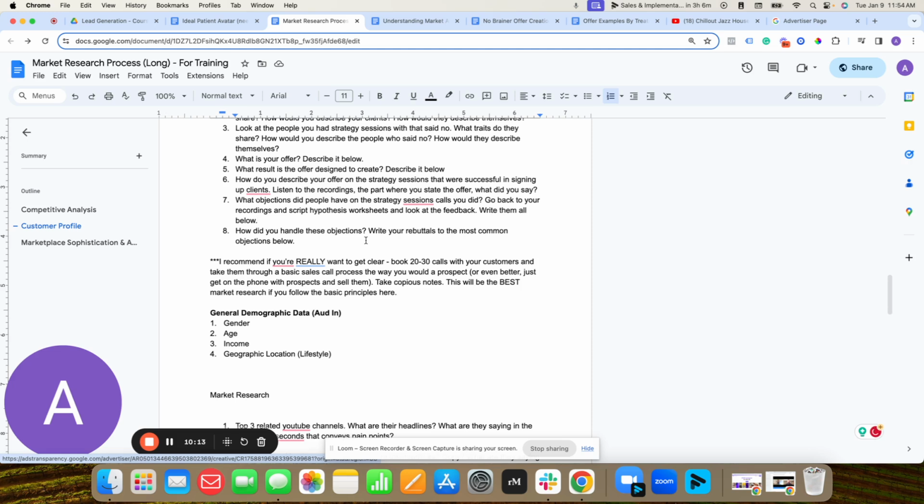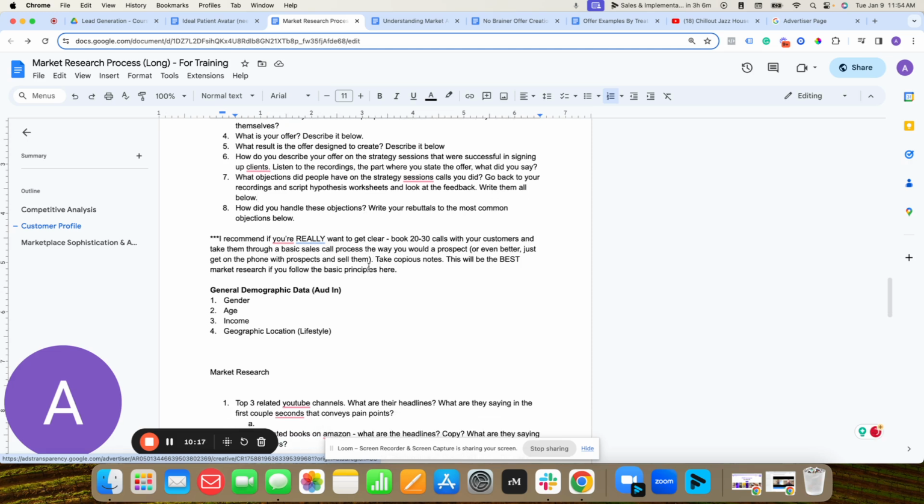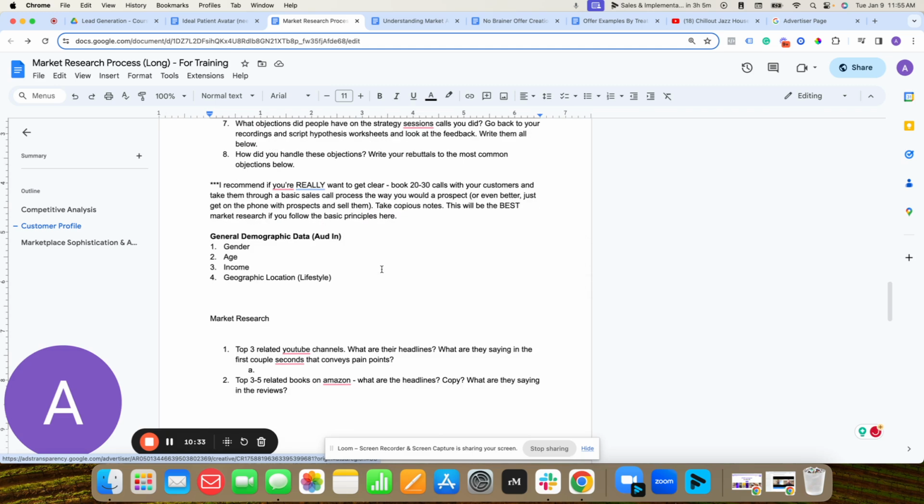They have an enormous edge. Most people don't spend the time to think about this stuff. I recommend, if you're really trying to get clear on this stuff, book 20 to 30 consultations with your customers and take them through a basic consult process the way you would for a normal prospect, or even better, just get on the phone with customers and try and sell them. Take copious notes. This will be the best market research if you follow the basic principles above.